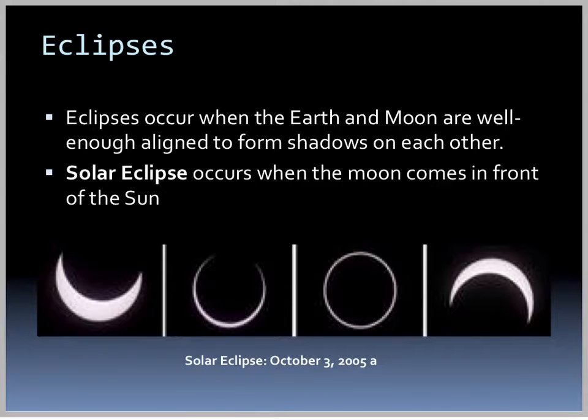Eclipses occur when the Earth and Moon are well enough aligned to form shadows on each other. A solar eclipse occurs when the Moon comes in front of the Sun. These are pictures of an annular solar eclipse in October of 2005. It's annular because the positions of the Moon and Sun are such that the Moon is actually a little too close to the Earth, and so it doesn't block everything away, and so we see an annulus of light around it. Sometimes it's a total eclipse, sometimes it's only an annular eclipse.